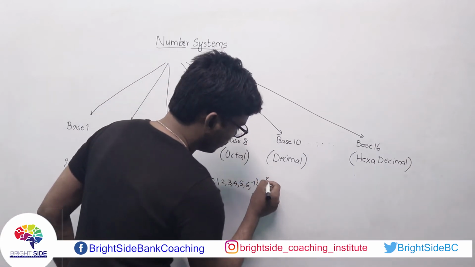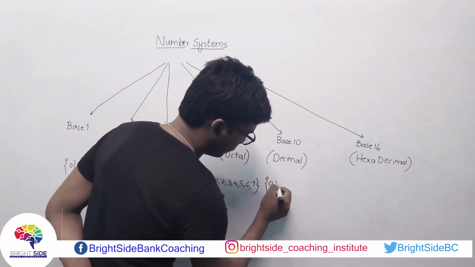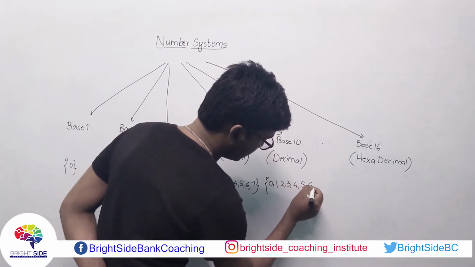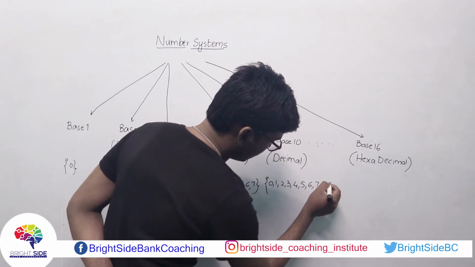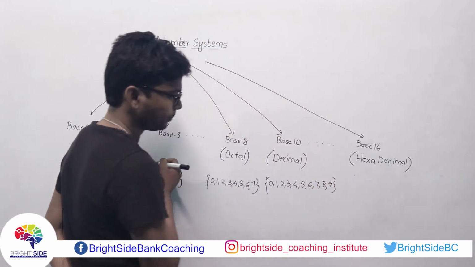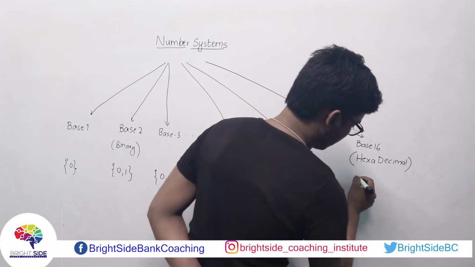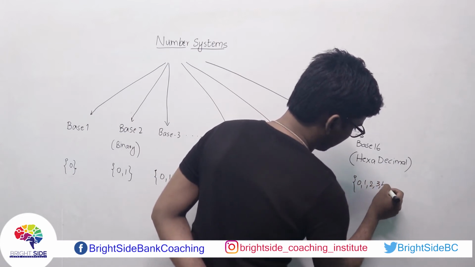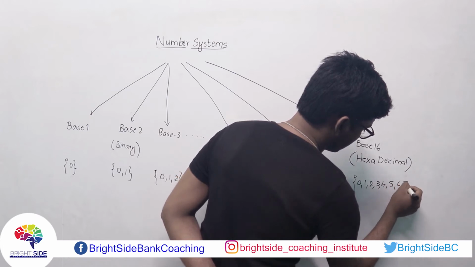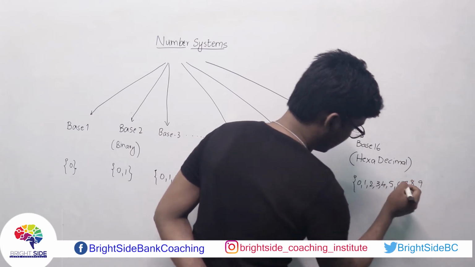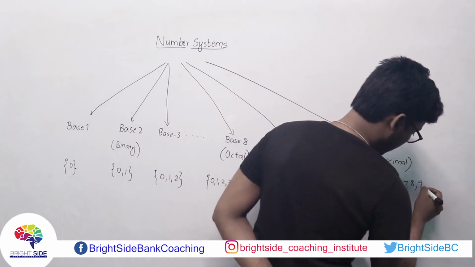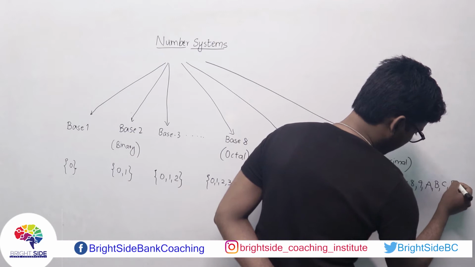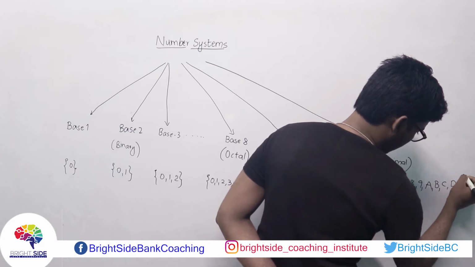And in the base 10 you know already, from 0 to 1, 2, 3, 4, 5, 6, 7, 8 and 9. Okay, up to 9. And in the hexadecimal you will be having 6, 7, 8, 9, and you will be having A, B, C, D, E.